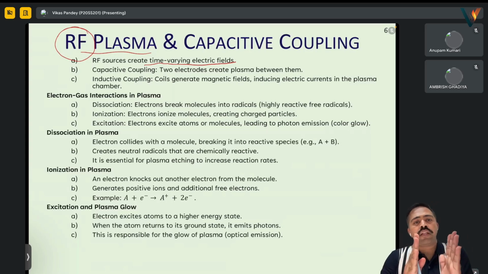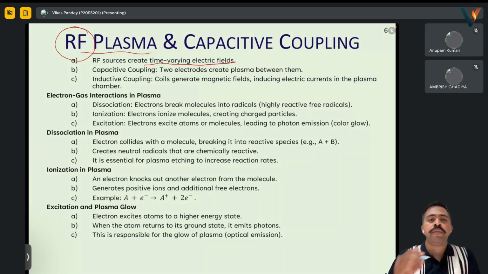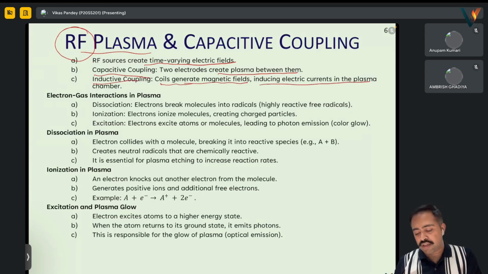Two electrodes are there. In between, there is a time-varying electric field, that is, an AC signal is ideally applied. So positive, negative, like that. This creates plasma between them. One way is this capacitive coupling. The second is inductive coupling, where coils generate a magnetic field, inducing electric current in the plasma chamber.